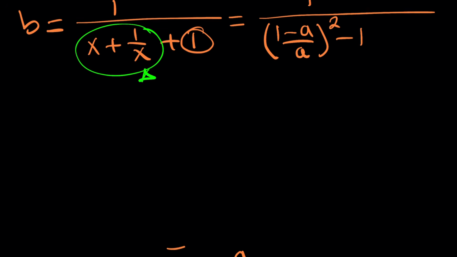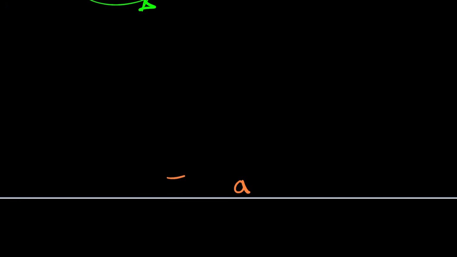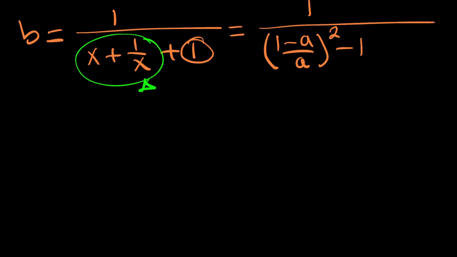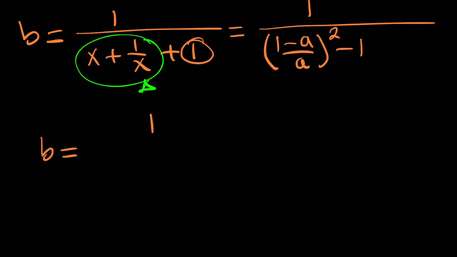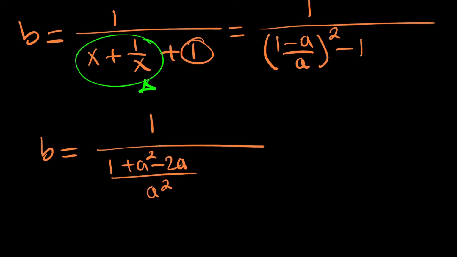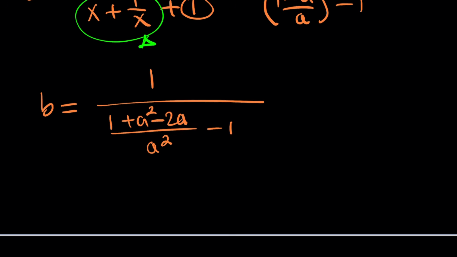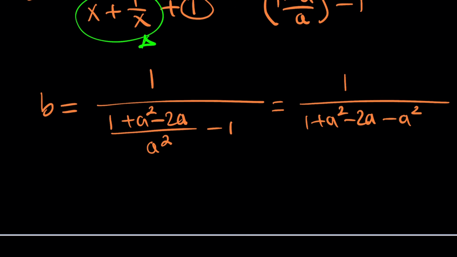Now, here's what we're going to do. We're going to go ahead and square this expression. So b is what we're looking for, remember? I'm going to square the numerator, (1 plus a squared minus 2a). And then it looks weird when you write it that way, minus 1. And then, of course, I need to make a common denominator. This is going to be (1 plus a squared minus 2a minus a squared) divided by a squared. A squared cancels out. How nice.